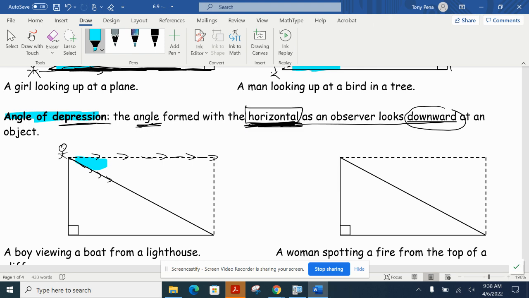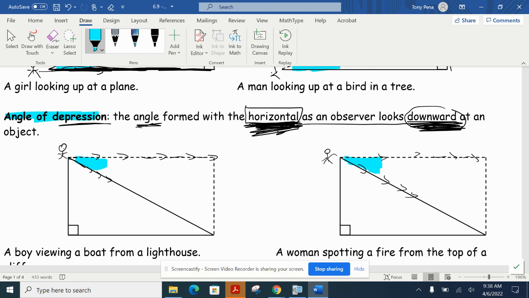All right. So when we come over here, same idea. If we are standing here and we are looking outwards horizontally, so it's made with the horizontal line, and then the angle that's made as we look downwards. So as we look down here, it is made by those two segments. So this is our angle of depression.